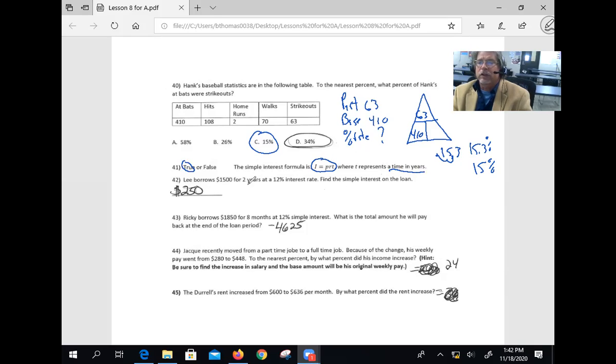So Lee borrows $1,500 for 2 years at 12% rate. Find the simple interest. So if we look at that one, that's going to be 1,500 times 2, and then you can change your percent to a decimal, 0.12. But again, on your calculator, you can leave it as 12%. So we get 1,500 times 2 times 0.12, and we end up with 360. So 360 should be the answer to that one, not 250.